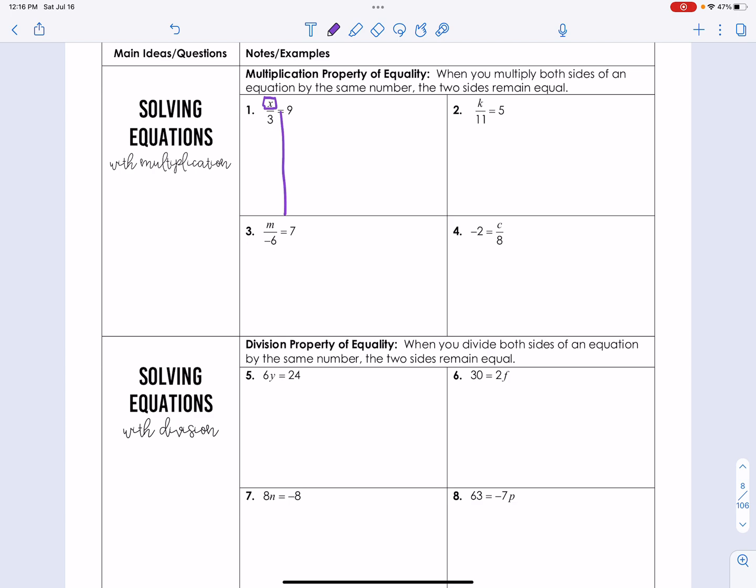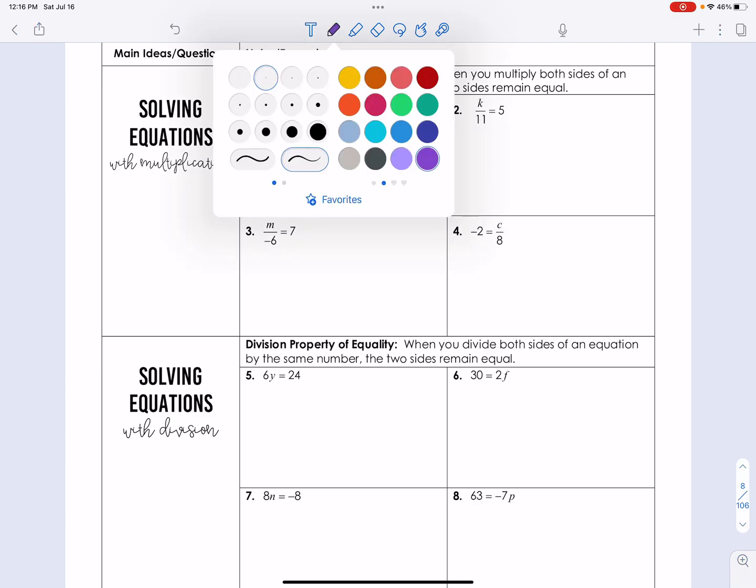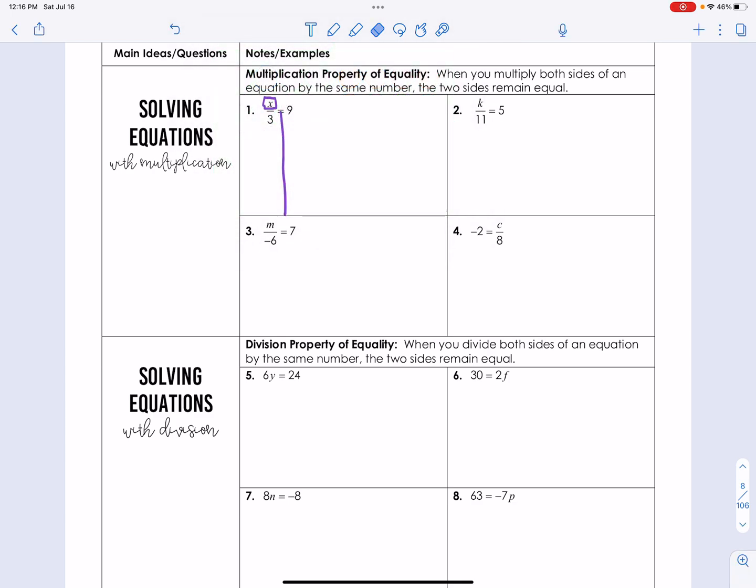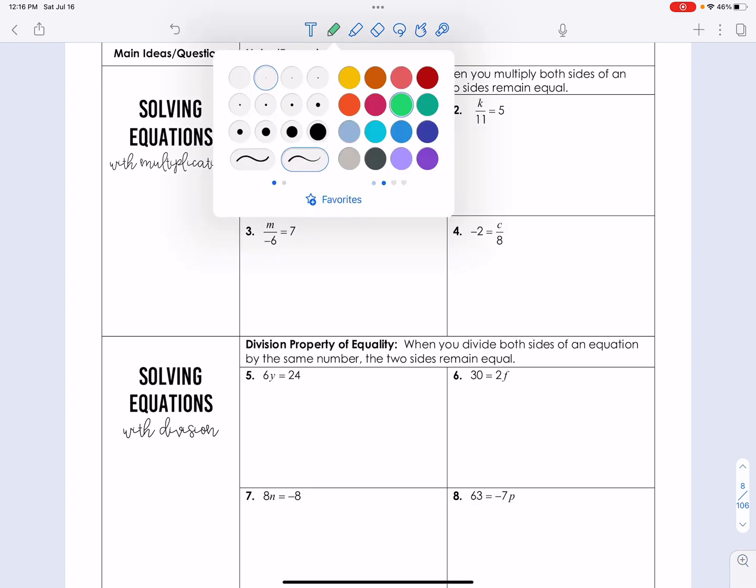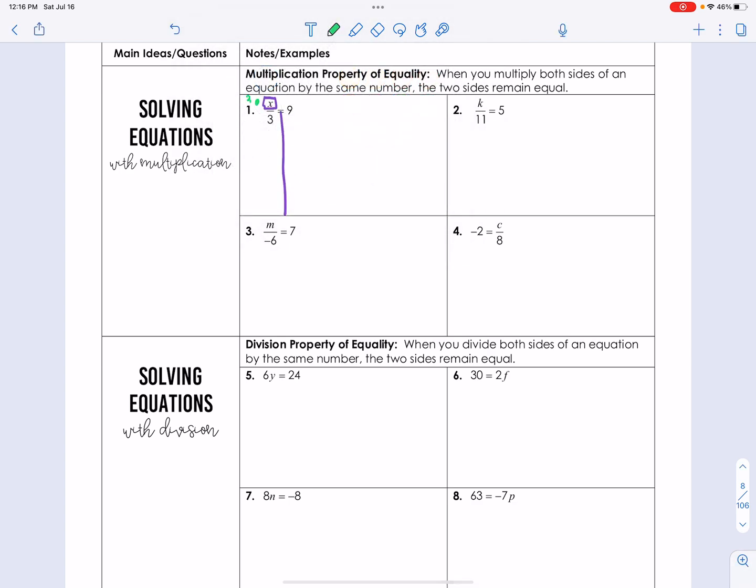So what's happening to the variable? You're dividing by 3. So what is the opposite operation? Multiply both sides by 3. So you're undoing it, because then these cancel and you get x equals 27. Now you can check that. 27 divided by 3 is 9, so it does check. These again are ones that you could probably do in your head, but I would like you to show me the steps.